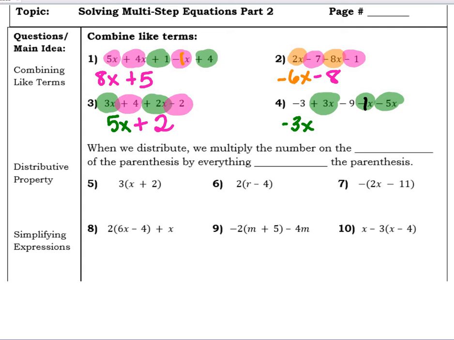And then just combining those constants. So I have a negative 3 and a negative 9, and those combine to a negative 12.